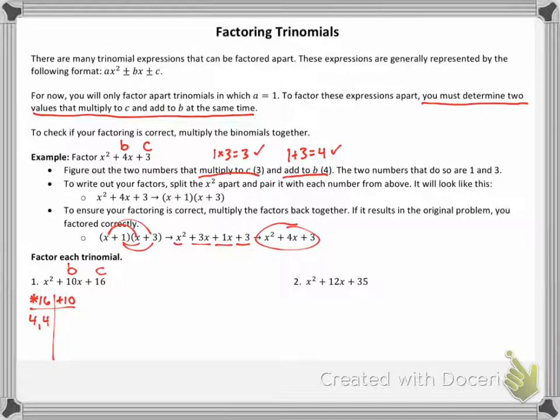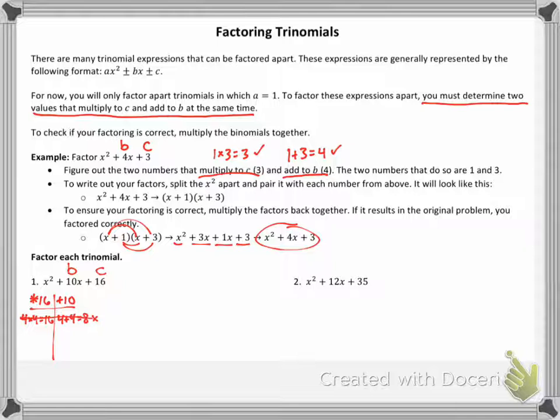We know 4 times 4 is 16. Awesome. Now I'm going to take those same two numbers and add them up. So we know 4 times 4 is 16, so I guess I'll write it up this way. Now if I take those same two numbers and add them up, I get 8. Well, that's a problem. I need it to add up to 10. So what that means is 4 and 4 don't work.